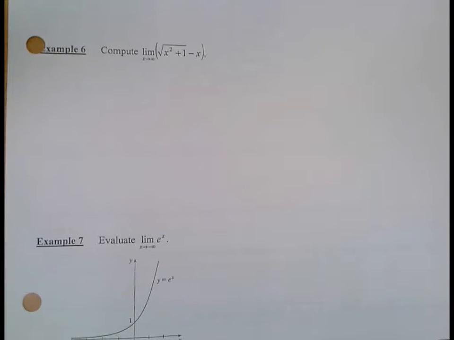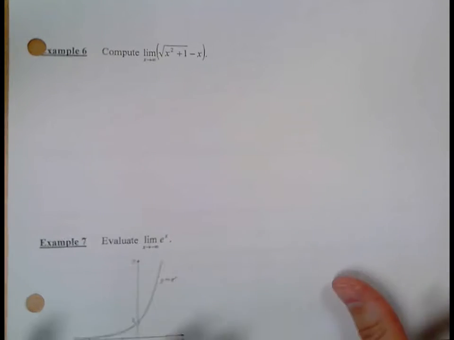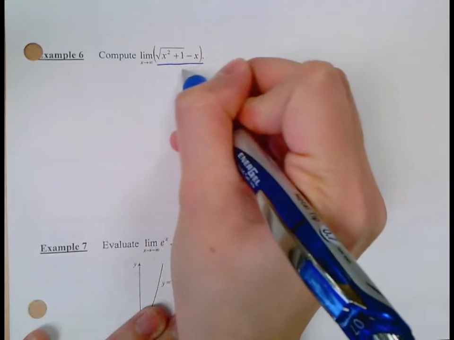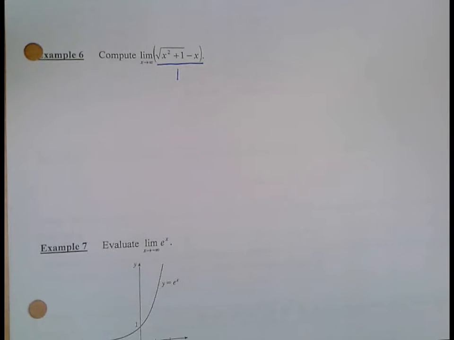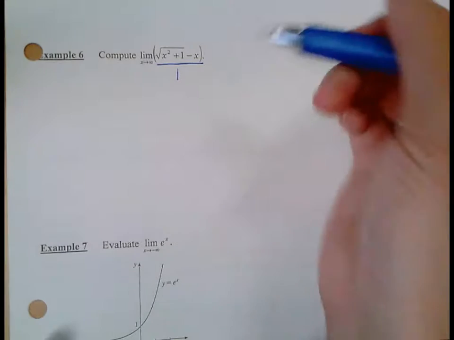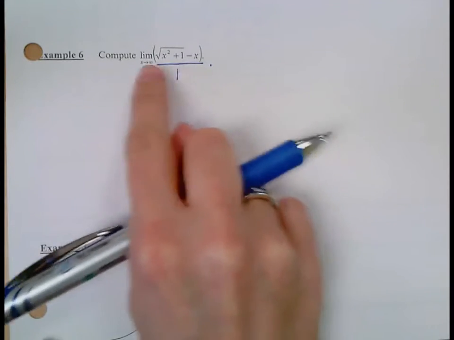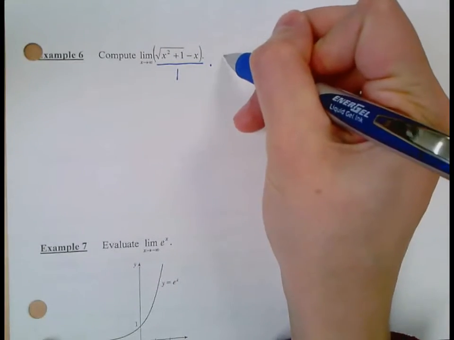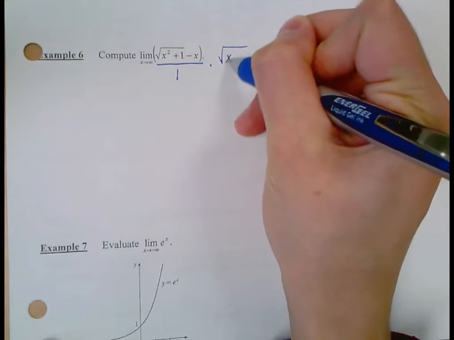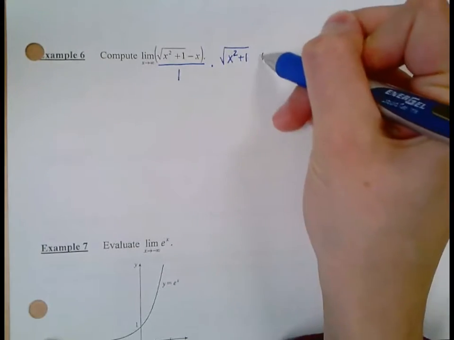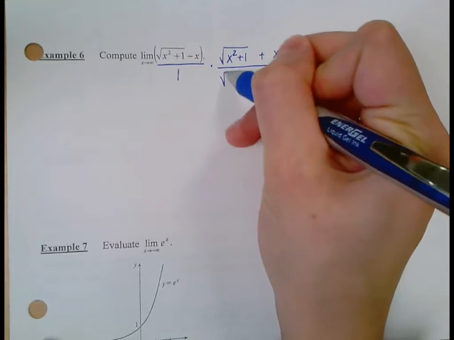6 just looks different. So here's how you'd work through 6. It'd be nice if we could write this as a rational function, or as a function that is a fraction. I guess it's not rational because of the square root. So I can think of this right now as being over 1. And what I'm allowed to do is multiply this by the conjugate of the top. So I can multiply by the square root of x squared plus 1, but then plus x, and do that on the top and the bottom.